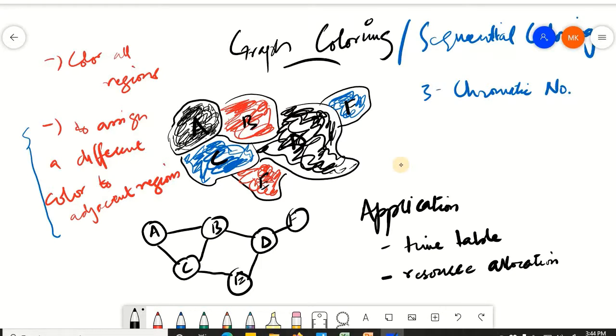So in this way we can represent all our regions in the form of a graph, and we can apply the graph coloring mechanism on this, where we would want to assign a different color to each node from the ones that its adjacent nodes are. So that is the main intuition of graph coloring, and in the next video we are going to look at the greedy algorithm for graph coloring.